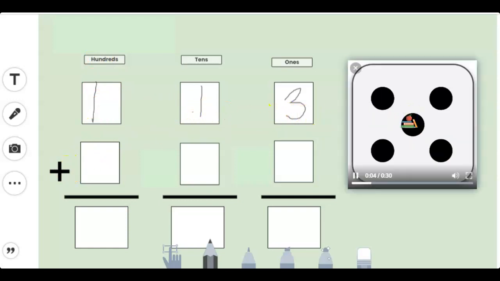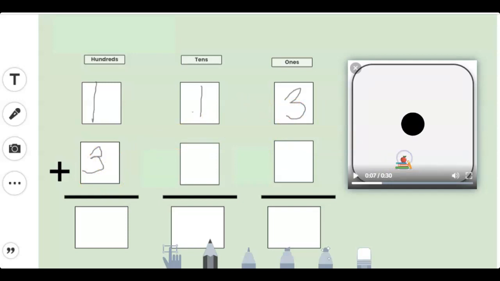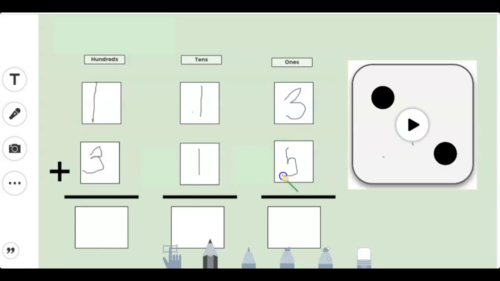Plus, I need another 3-digit number. Now I have a 3 in the hundreds place. That's a much different value than this 3 over here, right? A 1 in the tens place. And a 5 in the ones place. All right, so we're going to use the same method. We're going to start in the ones place. All right, so we're going to add the sum of the ones.